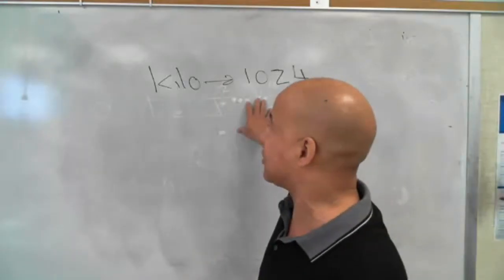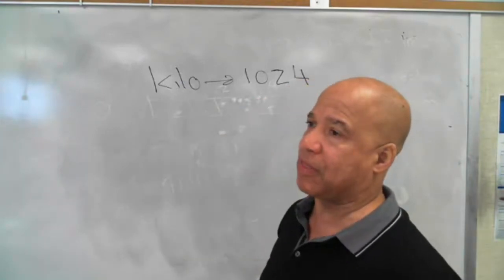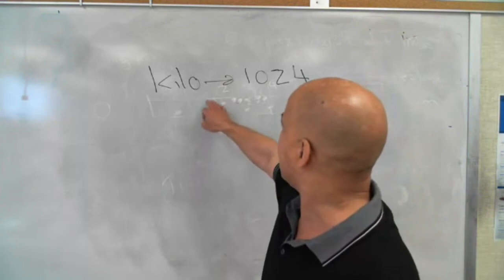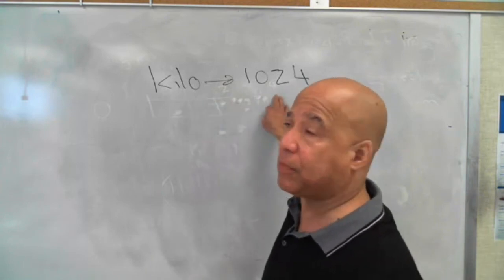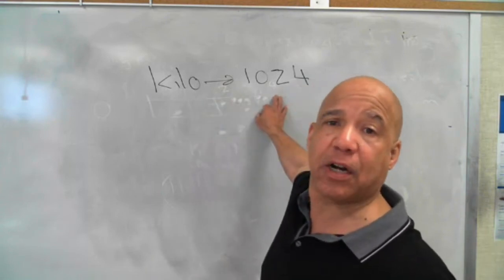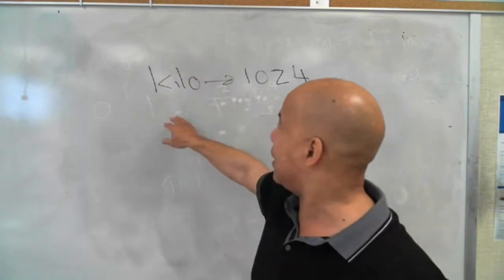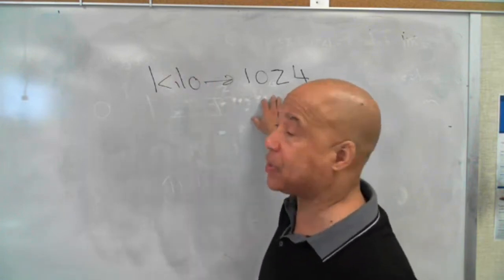So in the decimal number system, when we think of kilo, we think of 1,000. But computers don't deal with decimal numbers. They deal with binary numbers. And kilo is equal to 1024. Now, next week, we talk about number systems, and that'll make a whole lot more sense. But for now, a kilo is 1024.